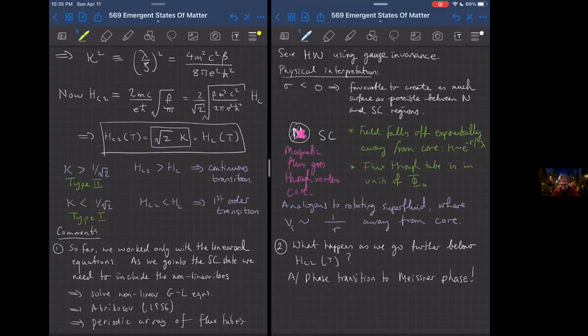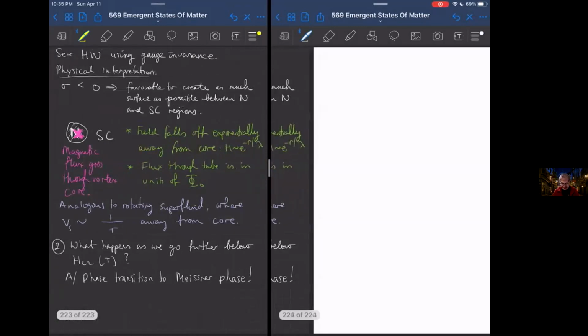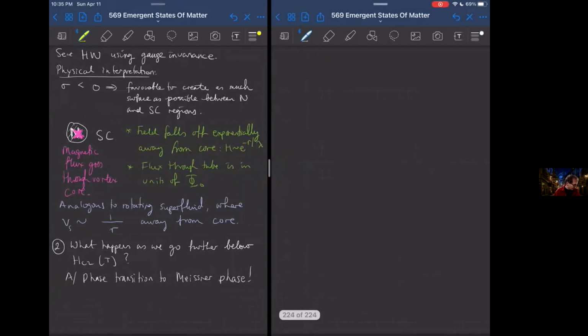So let's see. Let's argue how that happens. We're going to assume that we're going to fix H to be fixed at some H which is less than HC2 of T. And now what we're going to do is reduce the temperature.